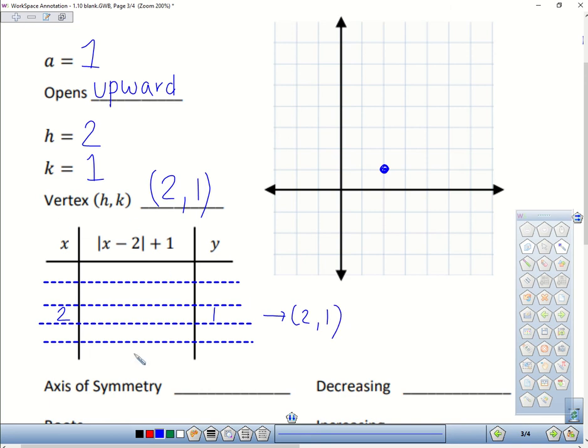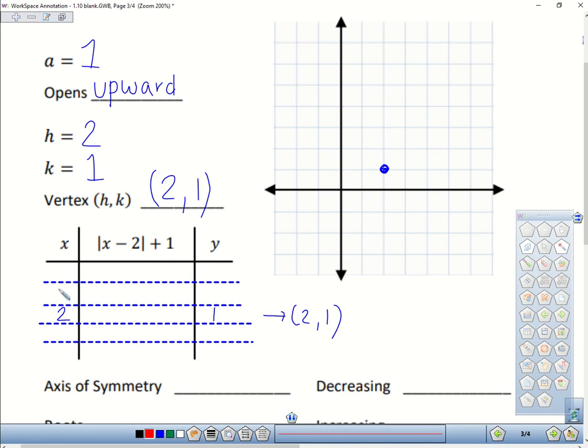Now, what is this middle column here? This middle column is for plugging in. Now, we don't have to plug in for the vertex because we already know the y component. This is to help us obtain the y component, which in this case we already have. Now, how do you determine the other x values in your table? Well, you're going to go backwards and forwards.